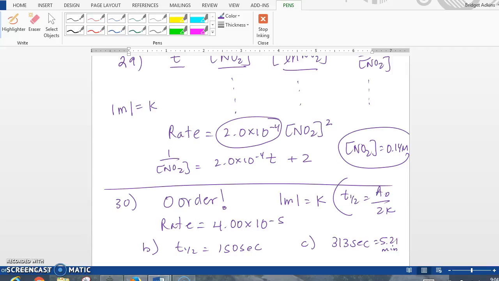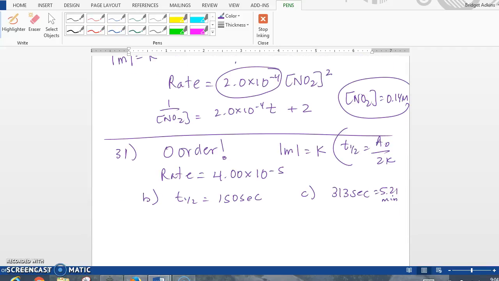All right, moving on. Sorry, this was 31, not 30. That was 31. All right, moving on to 33. We're back to them giving you time versus concentration data. They don't give you any clues as to what order it is, so you've got to go through and do all 3 graphs and figure out which one gives you a straight line.